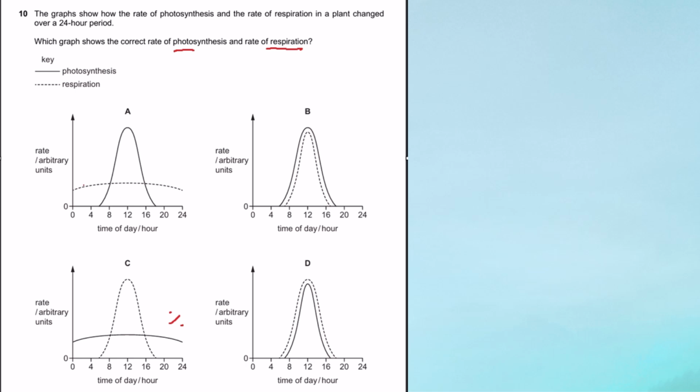This one here, on the other hand, shows that we have respiration going on at all times. And then we have photosynthesis going on during the day. And this one here is therefore our correct answer, because you will still have respiration going on at night, as we see here, and this is the only one which shows respiration going on at night. So A is our only possible answer.